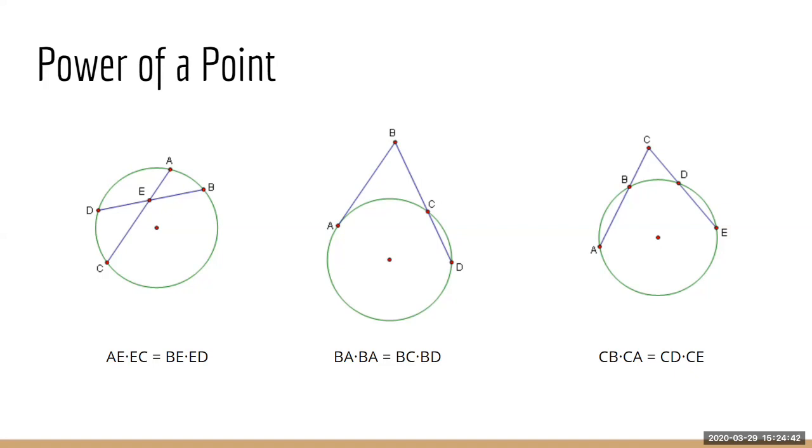Okay, so imagine I chose a point E in there, and then I made two chords that intersect at E and go through the circle. It doesn't matter what these chords look like. It's always going to be the case that AE times EC equals BE times ED. Now, this looks really random, and you might be like, well, how do I prove this?